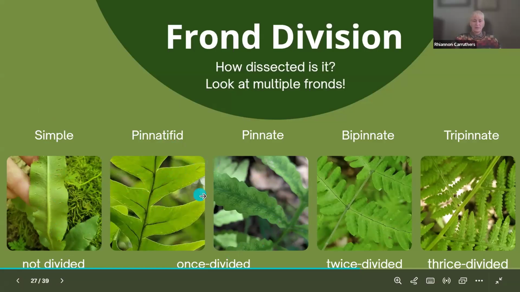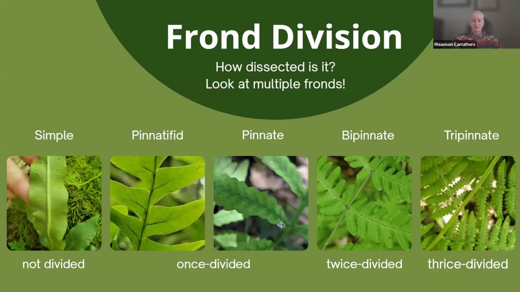Now, if these pinnae are then further divided, we get what's called bipinnate. This one, you can see it is attached, so I would actually say that this one is pinnate pinnatifid. And then if it's further divided again, so we've got the pinnules here that are then divided further, and you can see that they're even lobed along the edge here. That's what's called thrice divided.